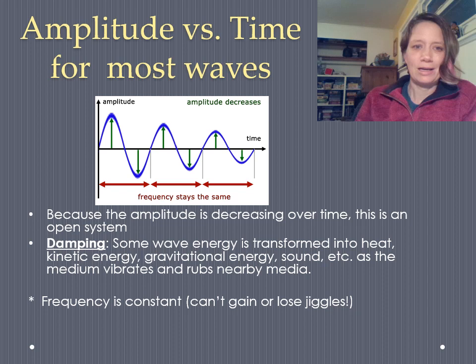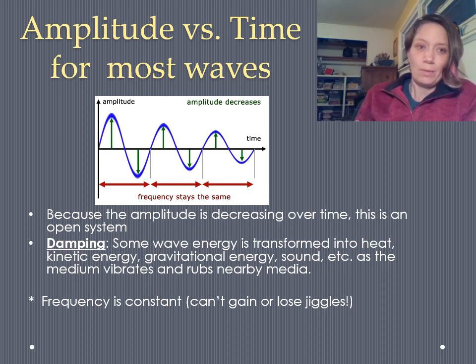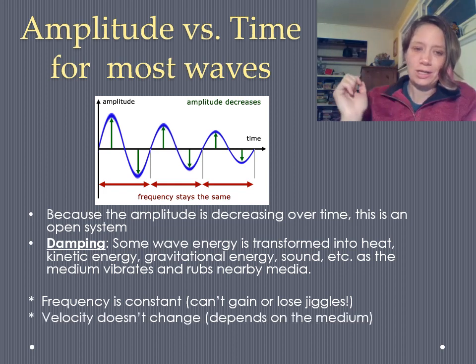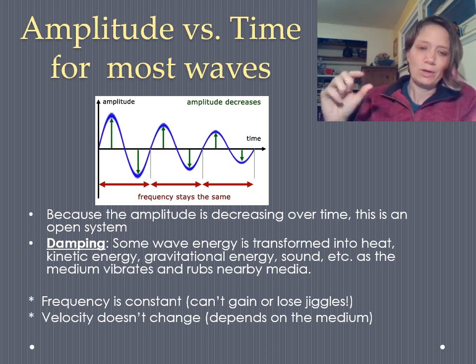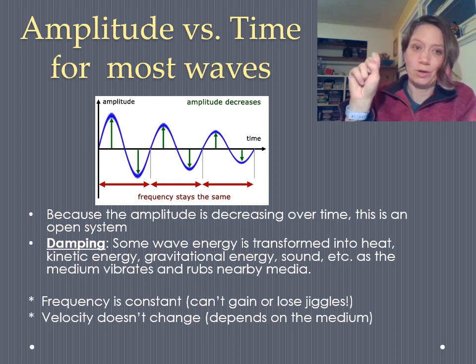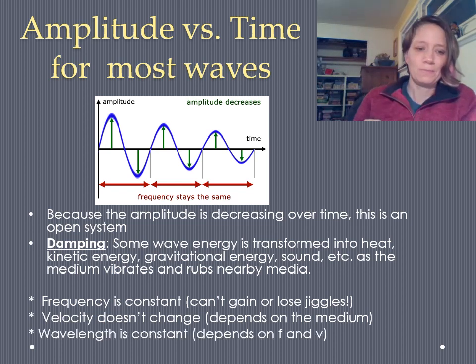A couple notes about this. What is not changing as that wave moves through the medium is the frequency. Again, we're not gaining or losing these vibrations. That would be a problem as far as conservation of the number of little jiggles that are going through this medium. We can't gain or lose an entire vibration. The velocity is also not changing as the wave moves through the medium because it depends on the medium. So even though it kind of looks like that wave is slowing down as it gets smaller and smaller, if you follow one wave pulse, you'll notice it actually moves at the same speed. If it was slowing down, the waves behind it would catch up eventually, which they never do. And that means the wavelength is also going to be constant because wavelength depends on the frequency and the velocity. If they're staying the same, wavelength must be staying the same too.